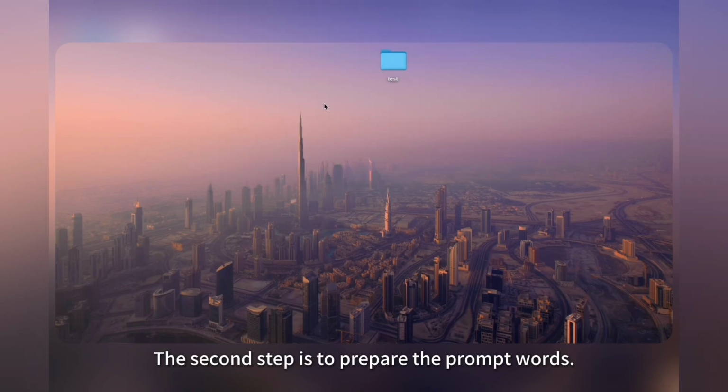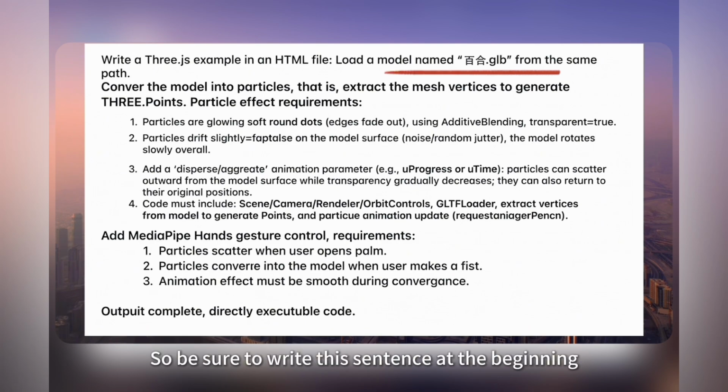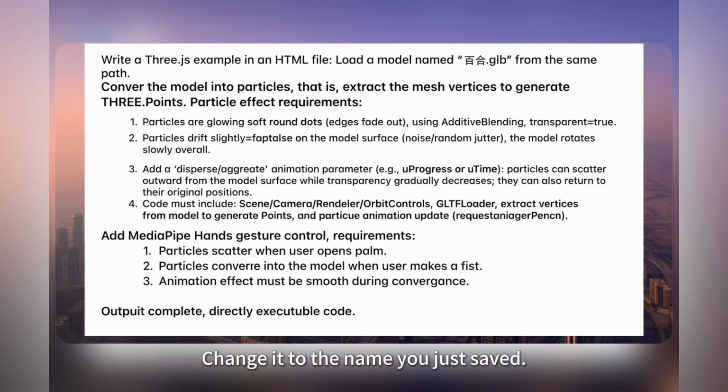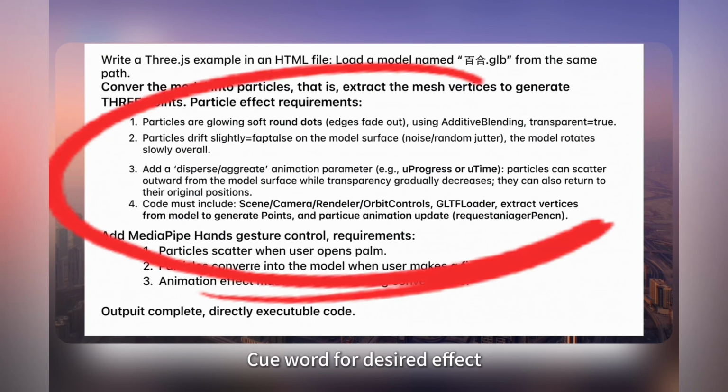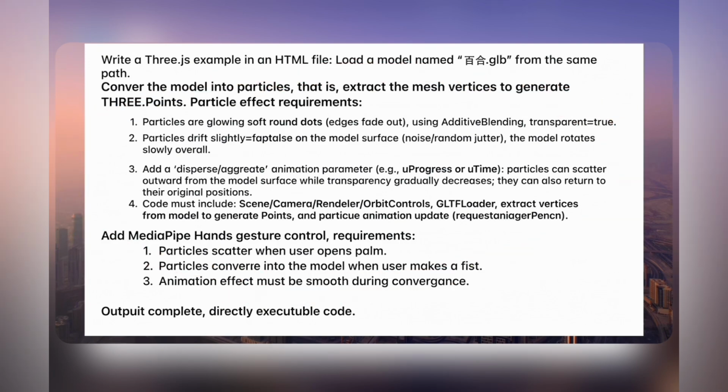The second step is to prepare the prompt words. We need to tell Gemini, load the model we just prepared with code. So be sure to write this sentence at the beginning. You remember that? Put the model name. Change it to the name you just saved. Here's the part. Change it to describe yourself. Keyword for desired effect. The live streaming host does particle effects here. If you want to load the original model, just tell Gemini to keep the original texture of the model.